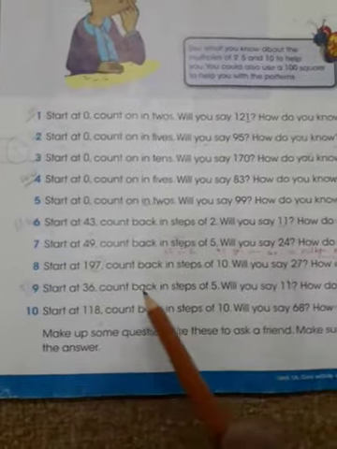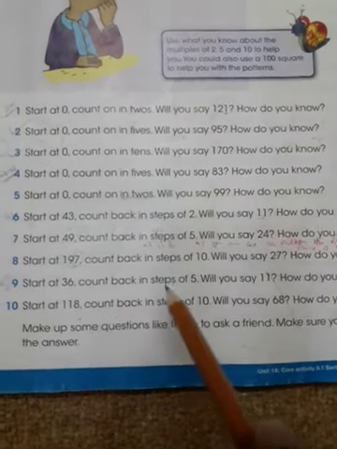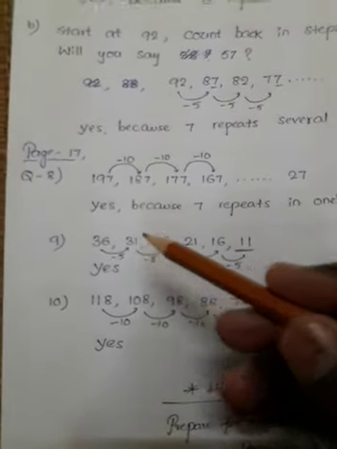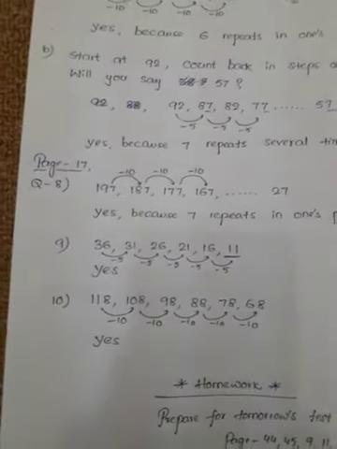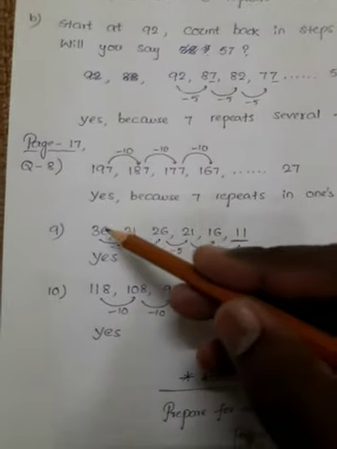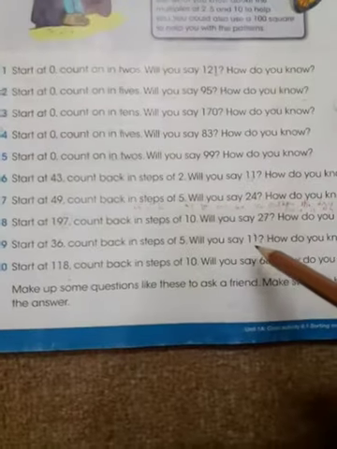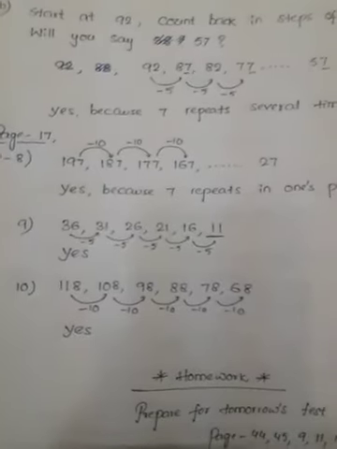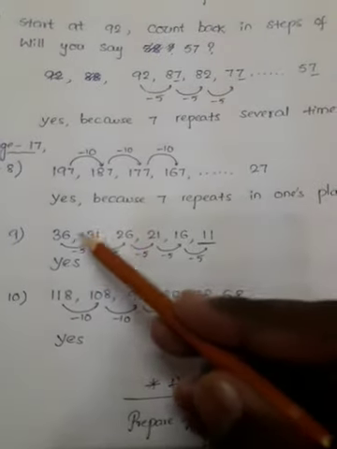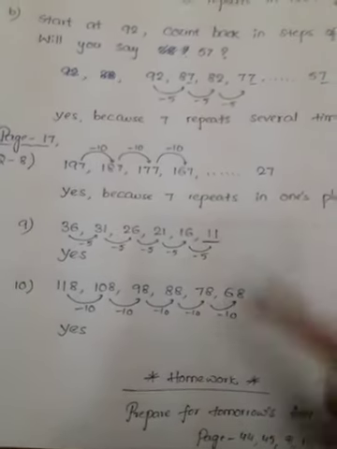Now coming to question number 9. Start at 36, count back in steps of 5. Will you say 11? Yes. Why? Because 36 minus 5 is 31, 31 minus 5 is 26, 26 minus 5 is 21. If you look at the sequence, in the ones place there is 6 and 1 only. 11 has 1 in the ones place. So only check the ones place every time. If you look at just that one digit, you will get the correct answer. 1 is repeated in the sequence sometimes, so 11 is possible.